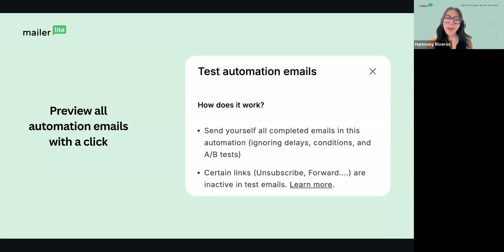You have the ability now to test the automation emails. And this allows you to just send yourself the completed emails, ignoring delays, conditions, A/B test so that you can actually see all of the emails, how they look in the inbox without having to actually go through the flow as it's intended. This is just a way to make sure everything looks and works how you want it to.